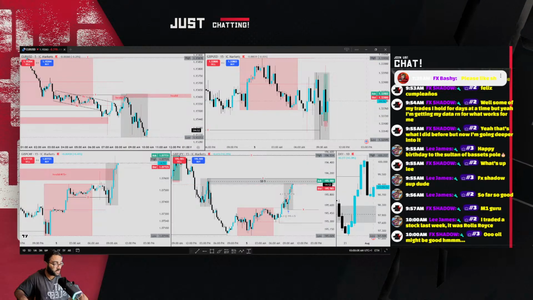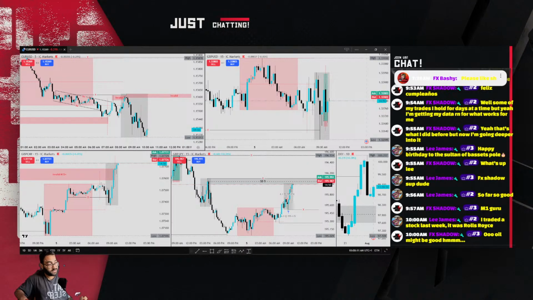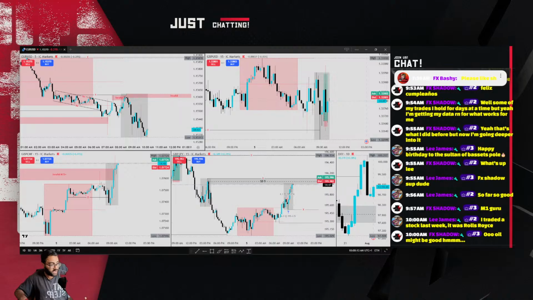Traded a stock last week. It was Rolls Royce. How did that go? Oil might be a good.